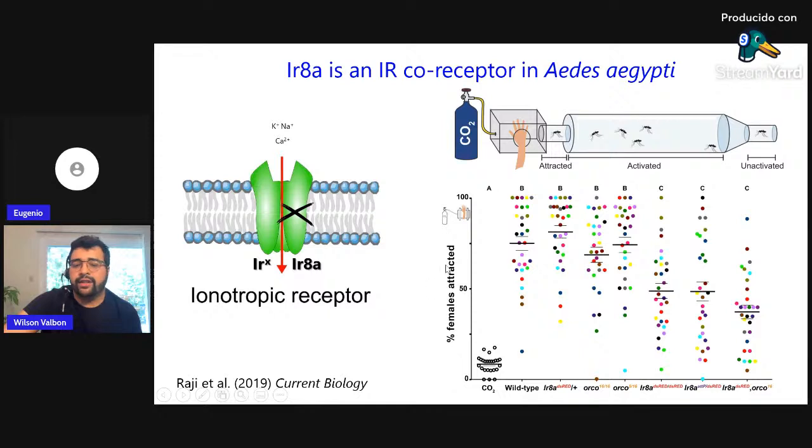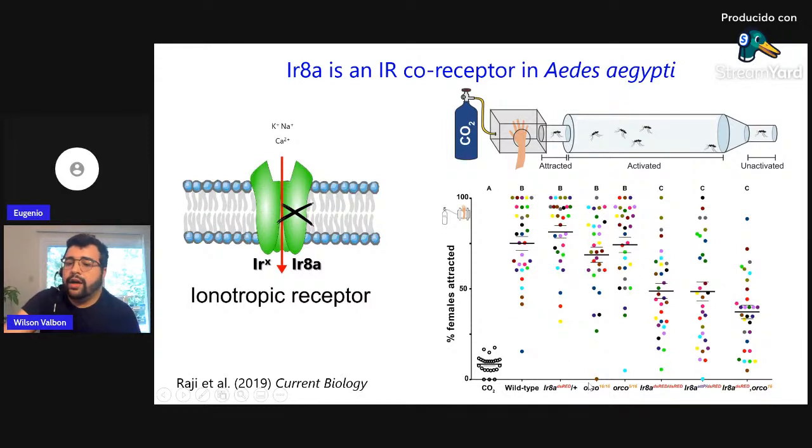So here you have the percentage of females that were attracted, and here we have the treatment. We have wild type, we have IR heterozygous, we have Orco, two lines of Orco mutant mosquito, IR homozygous, where half of the gene is deleted, and here we have half of the receptors and here it is complete because it's homozygous, and also they combined IR and Orco. Each color here is one single individual, one single person. Okay, so for wild type, for IR heterozygous, and for the two Orco mutants, it is the same.